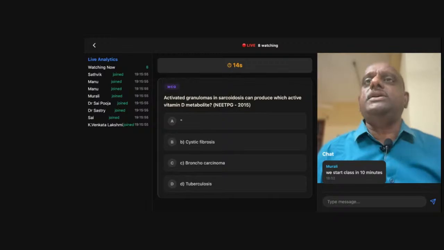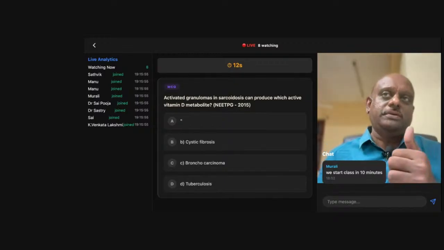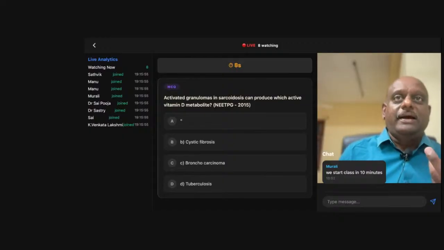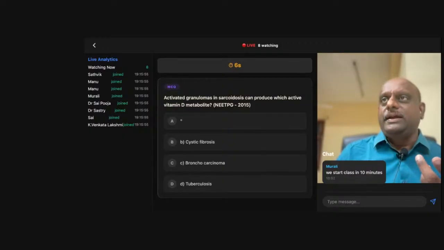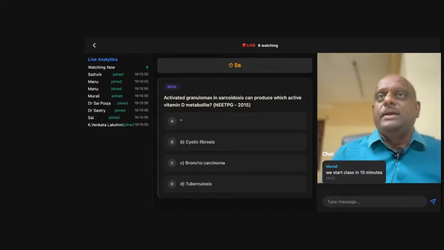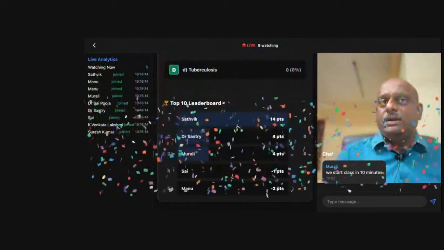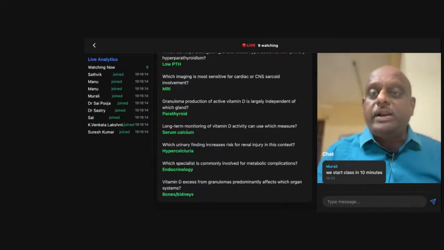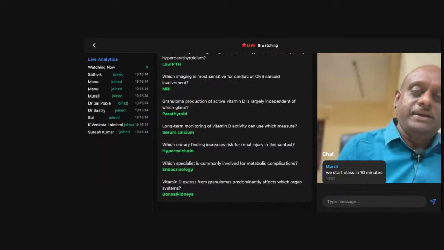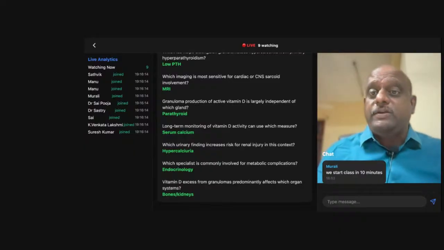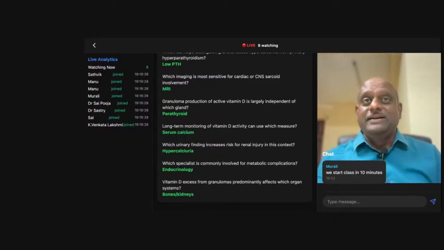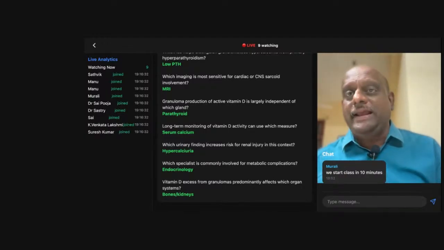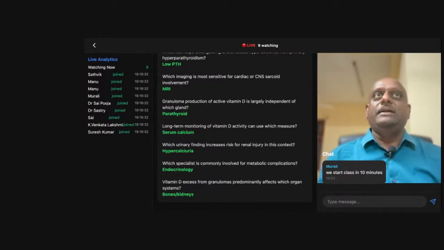Activated granulomas in sarcoidosis can produce which active D metabolite? Actually, this question is a little ill-framed. Yeah, so let's go to the next question. So basically, it is the 1-alpha hydroxylase which is being excessively produced by the activated macrophages in sarcoidosis, which is responsible for the hypercalcemia, is what we need to basically remember. Now, doctor.